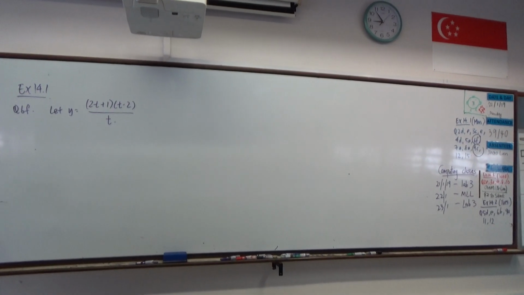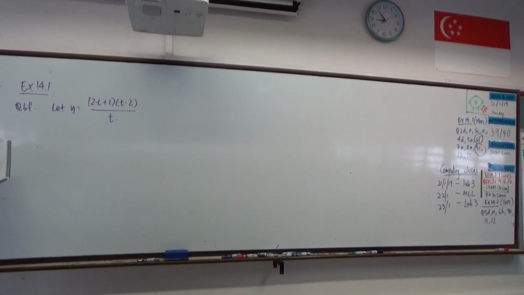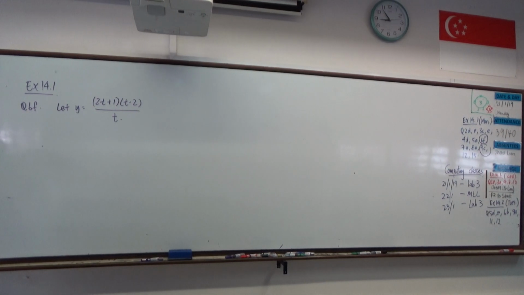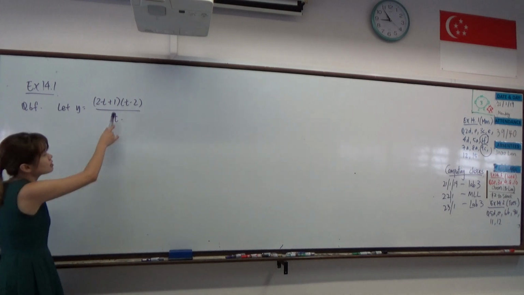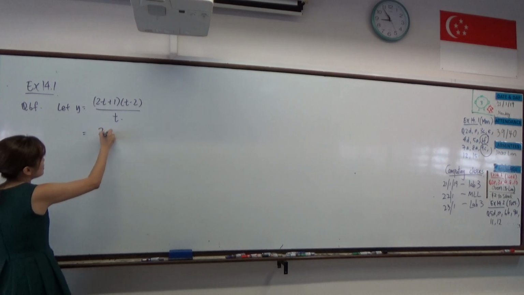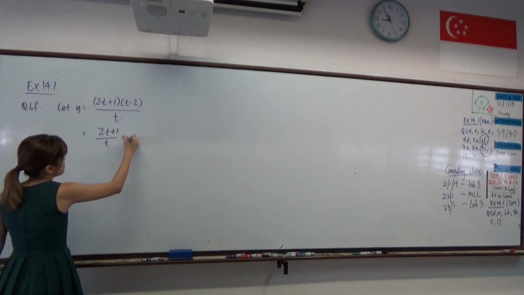Can't differentiate immediately. Simplify first, right? So how do you simplify this? 2t plus 1 over t, then minus, not plus, t minus 2 over t. So, 2t plus 1 over t times t minus 2.